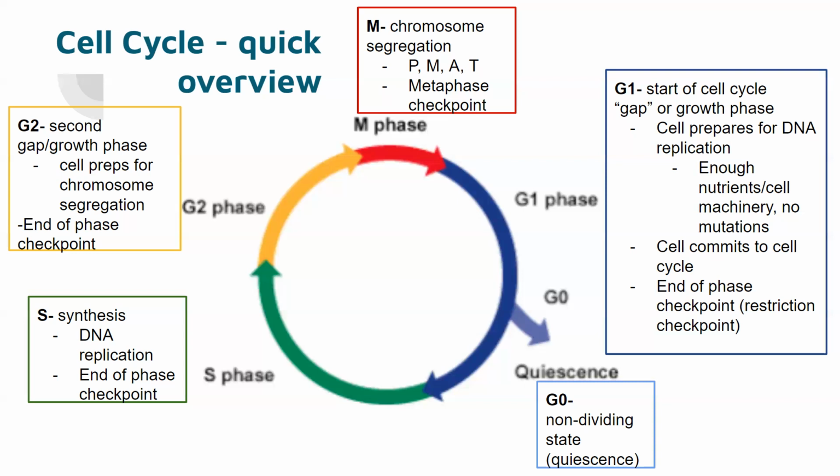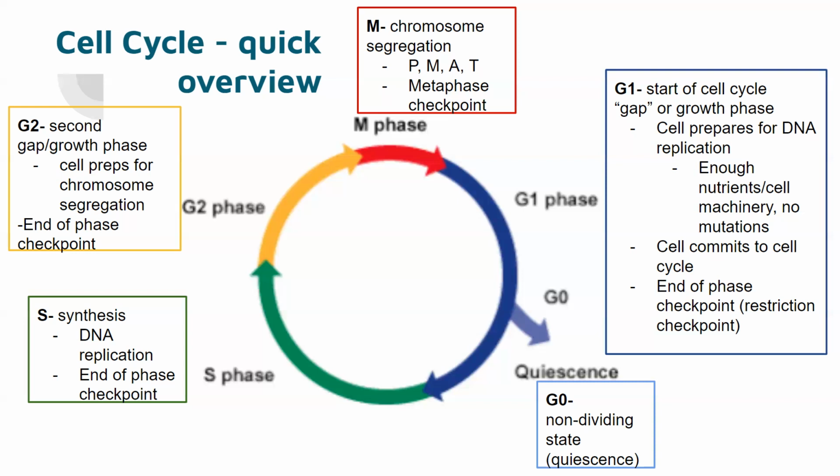In S phase, synthesis, we go on to DNA replication, and there is the end of S phase checkpoint. Then you move along to G2, the second growth phase, where the cell is preparing for chromosome segregation. And there is the very important G2M checkpoint. If you are not too clear on it just yet, I'd recommend going back to the lecture videos and spending a little bit of time on the G2M checkpoint because it is fairly important.